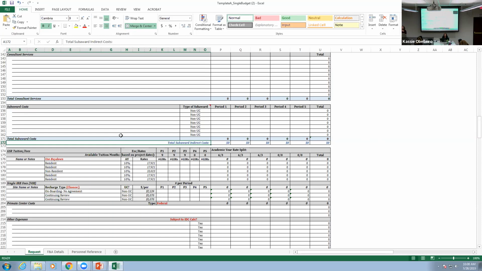So as such, in this, we need to separate our direct from our indirect and have a line for each so that it can calculate those out and we can see the difference. So when we're using NIH, we want to have 2 lines for each subaward. So we have one for UC Irvine.